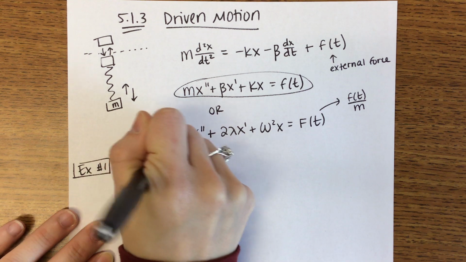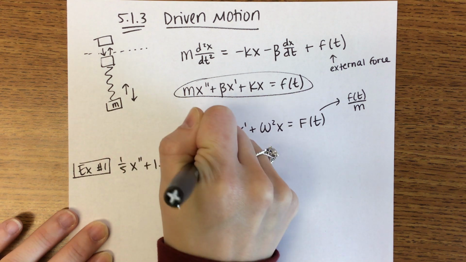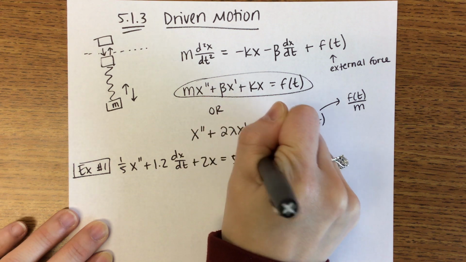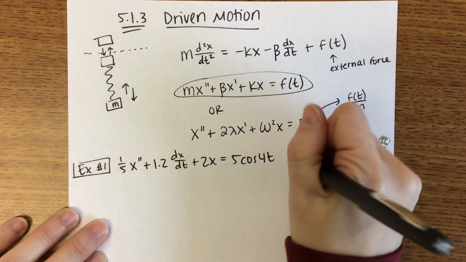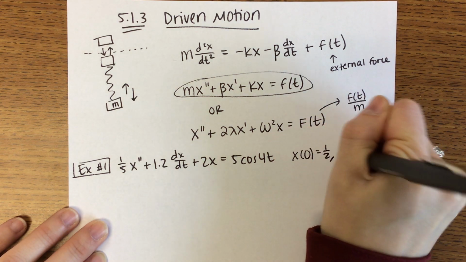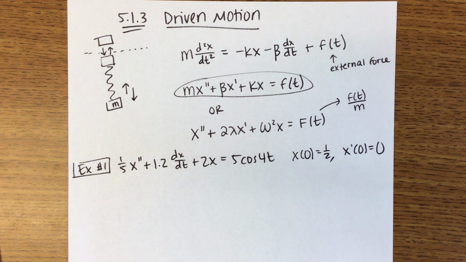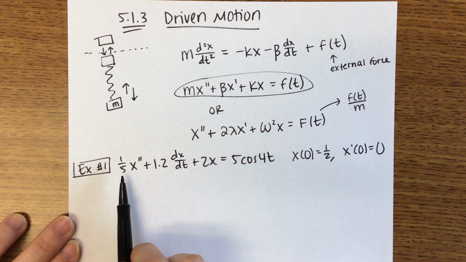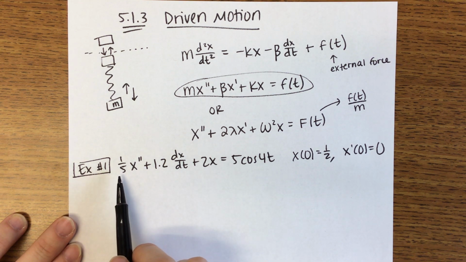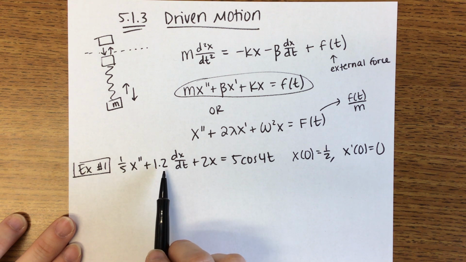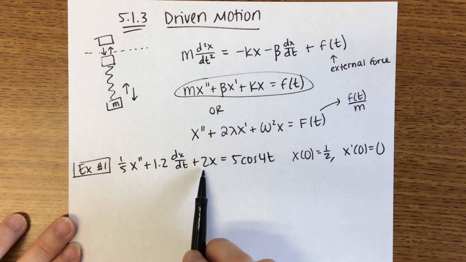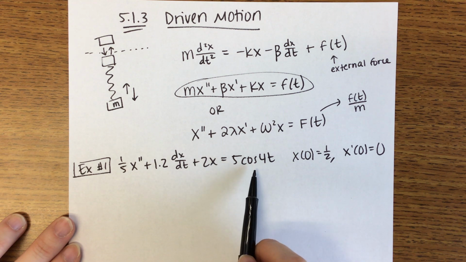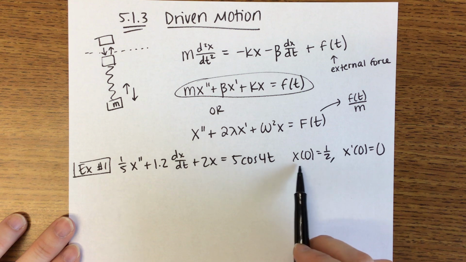1/5 x double prime plus 1.2 dx/dt plus 2x is equal to 5 cosine of 4t, with the initial conditions x of 0 equals 1/2, x prime of 0 equals 0. Okay. We're going to talk about what all of these mean before we start solving it. What does this 1/5 represent? Right, the mass. What does that 1.2 represent, or what did it represent yesterday at least? The damping force. 2 is the spring constant. What is that 5 cosine of 4t? The external force.